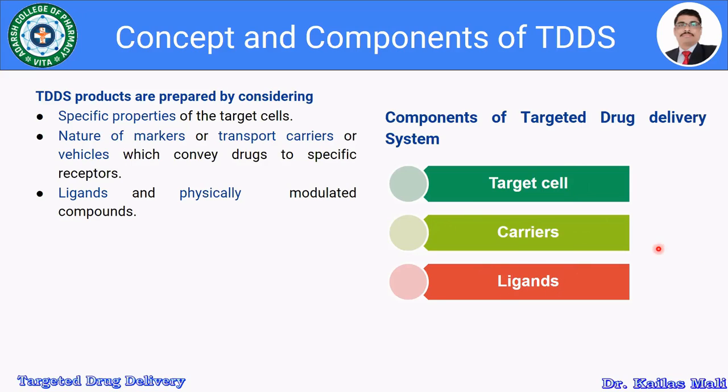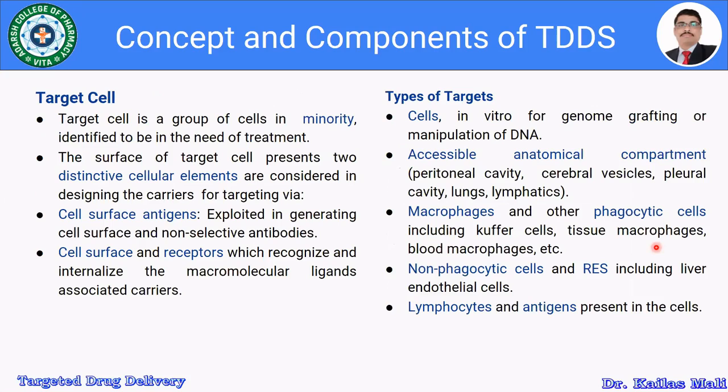So let us see the details of the target cell first. The target cell is a group of cells in a minority identified to be in the need of treatment. For example, infected tissue, for example, cancerous cells. So target cell is a group of cells in a minority identified to be in the need of treatment, where the treatment is required.